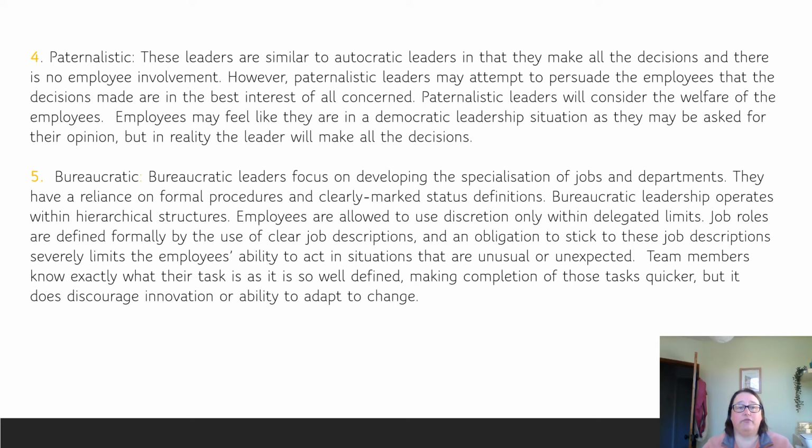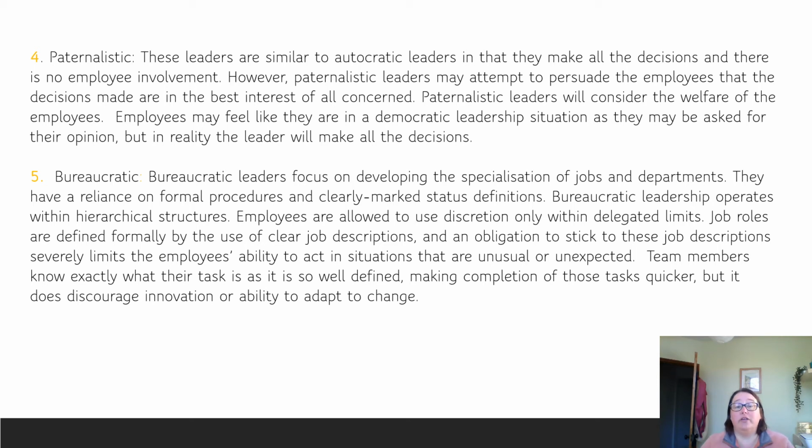And the last of the 5 that we're going to look at is bureaucratic. Bureaucratic leaders are focused on specialisation within jobs and departments, and you find these within organisations which are very formal in their hierarchy, and by that I mean the manager has very distinct roles. You're going to have maybe a second in charge, a supervisor, and you have this very clear hierarchical structure, and your job role is defined by where you are in that hierarchy.